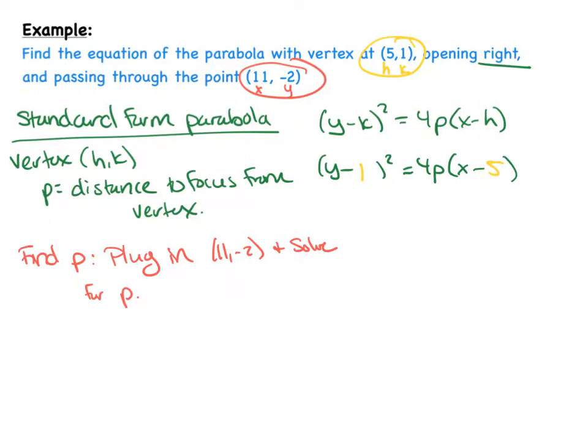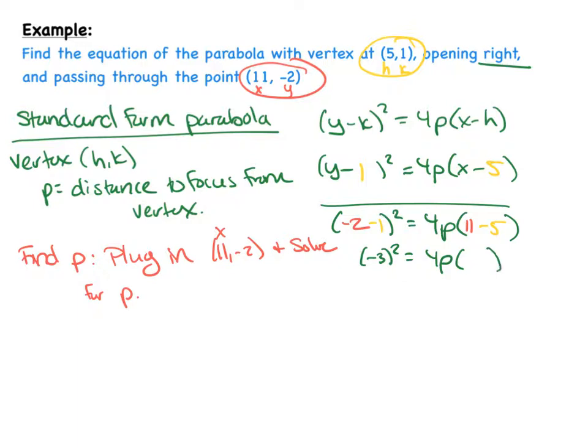Okay, so that's going to look like this. Let me get all of our information written here. Let's see, x is 11, y is -2. Put our vertex in there. So I have (-2 - 1)^2, which is (-3)^2, equals 4p(11 - 5), and 11 minus 5 is 6. So simplifying this, I have 9 = 24p. And dividing both sides by 24, and reducing, 9 over 24 reduces to 3 over 8.